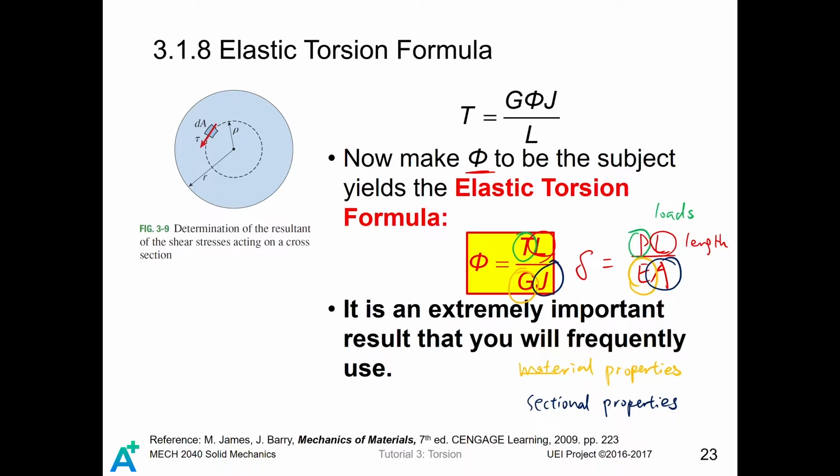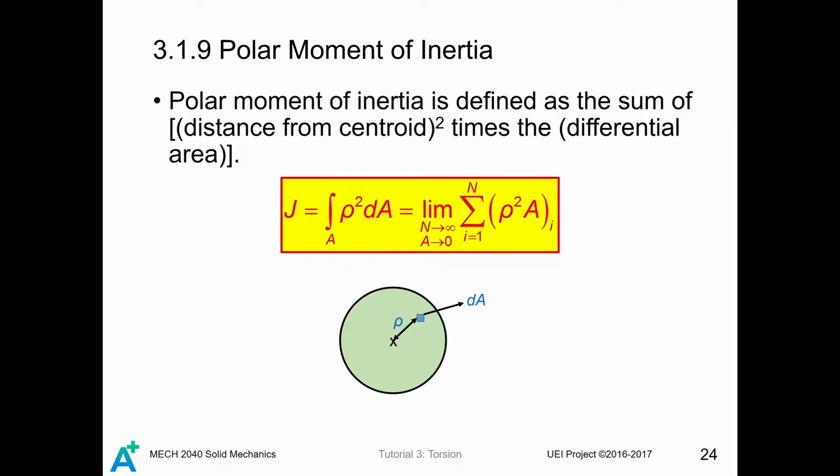It will be illustrated in the examples. Finally, let's talk a little bit about polar moment of inertia. The polar moment of inertia is defined as, for the entire region A, the integral of rho squared times dA. Notice that for this integral, the distance from the center rho is already defined in the polar coordinates. That is, we have the rho axis and also we have the theta.